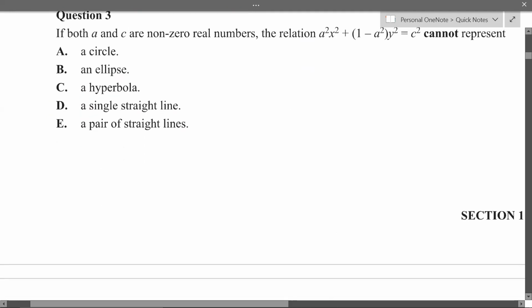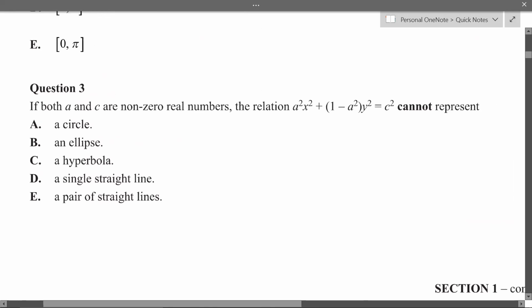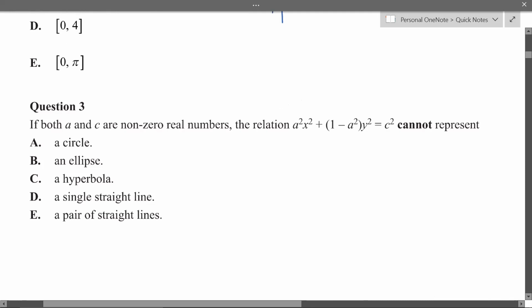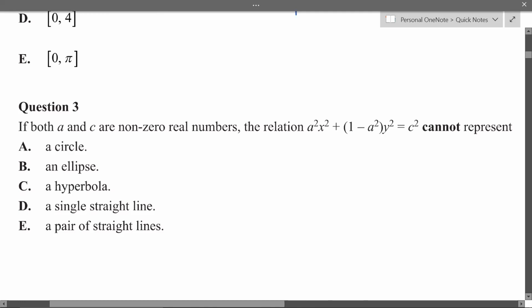So question C. Both A and C are non-zero real numbers, so this cannot represent it. With trial and error questions, you should probably start from the bottom, because they're more likely to put the answer at the bottom. If they put it at the top, then everyone would get it really quickly. So start at the bottom, and if you start at the bottom, you can see these two, and that's the hint.